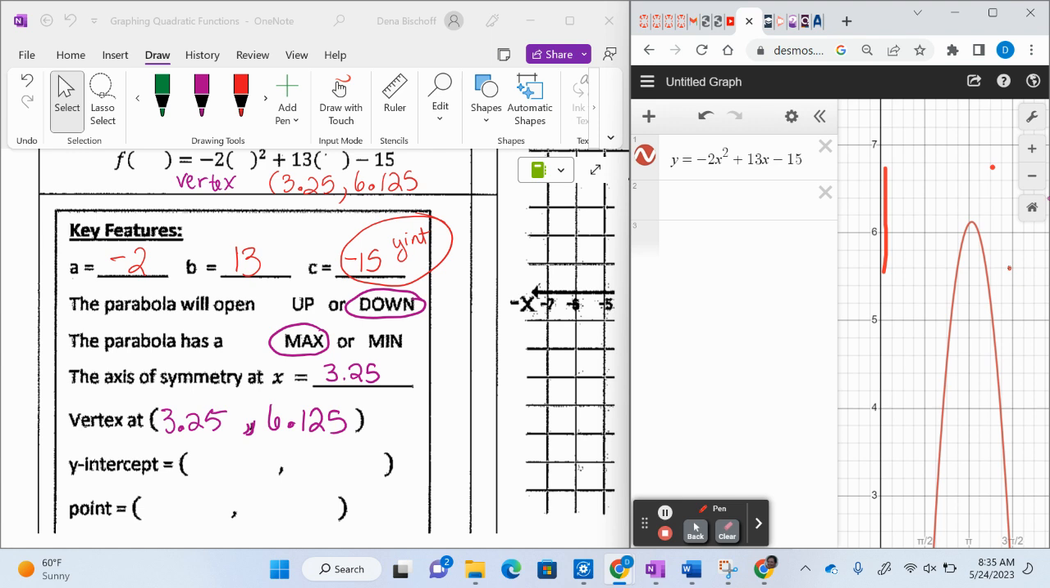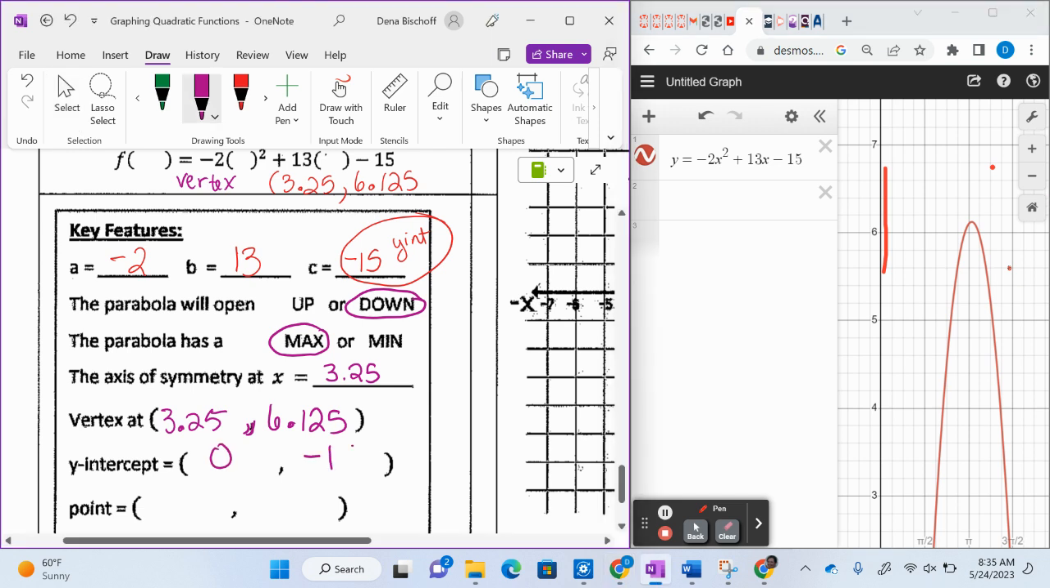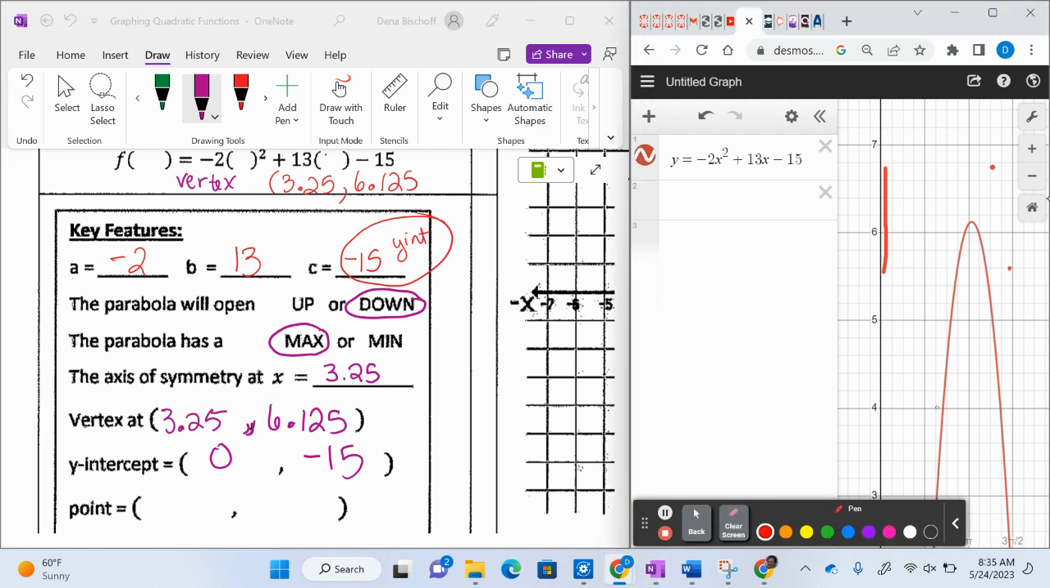But we know that the y-intercept is 0, negative 15. We know that because that's what the value of C is. We just need one other point. Doesn't matter what point we choose. Yeah, I hit it. It's not working. It's not letting me get rid of it. It's letting me clear the ink, but it's not letting me get rid of the pen. Okay. So doesn't matter what point we choose.